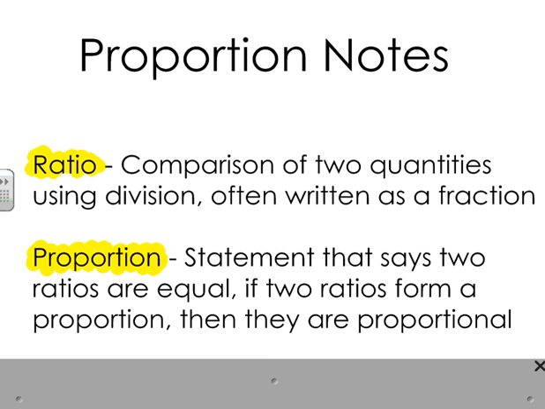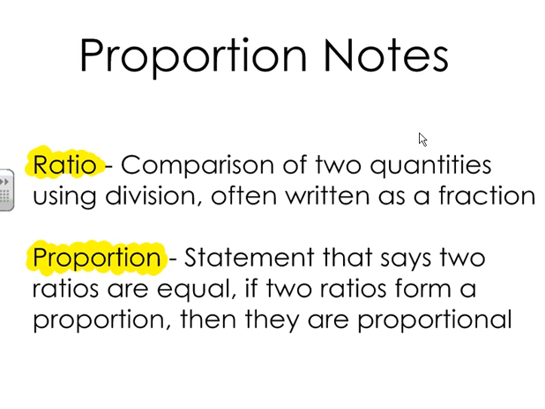The second definition we're going to look at is a proportion. And a proportion is basically an equation where each side of the equal sign has a ratio. So a proportion is a statement that says two ratios are equal. And if two ratios form a proportion, then we would say that they are proportional. So as a basic example, if we have the ratio 3/6, and we say that that is equal to 1/2 by just simplifying it, that makes a proportion. So you've seen this, we're just putting some words with it now.